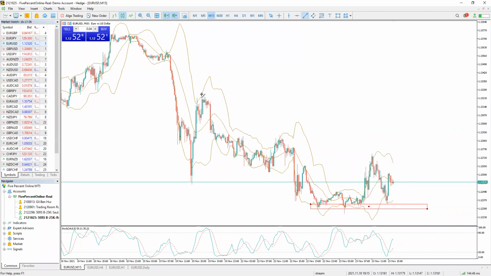But here you see that this is the highest point. This is the highest point. This is the highest point actually. So as long as we are all the time making a lower high, the overall trend is still bearish.